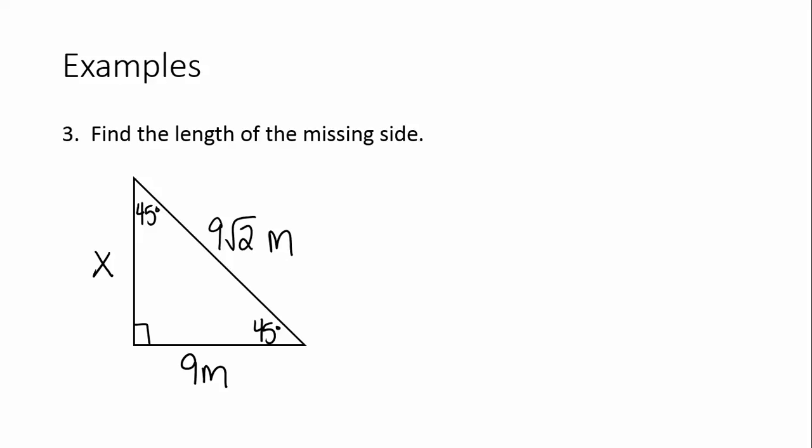This example 3 is a little bit different, because here we are given the hypotenuse. Remember, the hypotenuse is the side opposite the right angle. So this is your hypotenuse now. And we're given one of the legs. The one here at the bottom, we're told that it's 9 meters. But remember that the legs in a 45, 45, 90 right triangle are congruent, or are the same length. So if it's 9 meters down here, then this is also 9 meters.